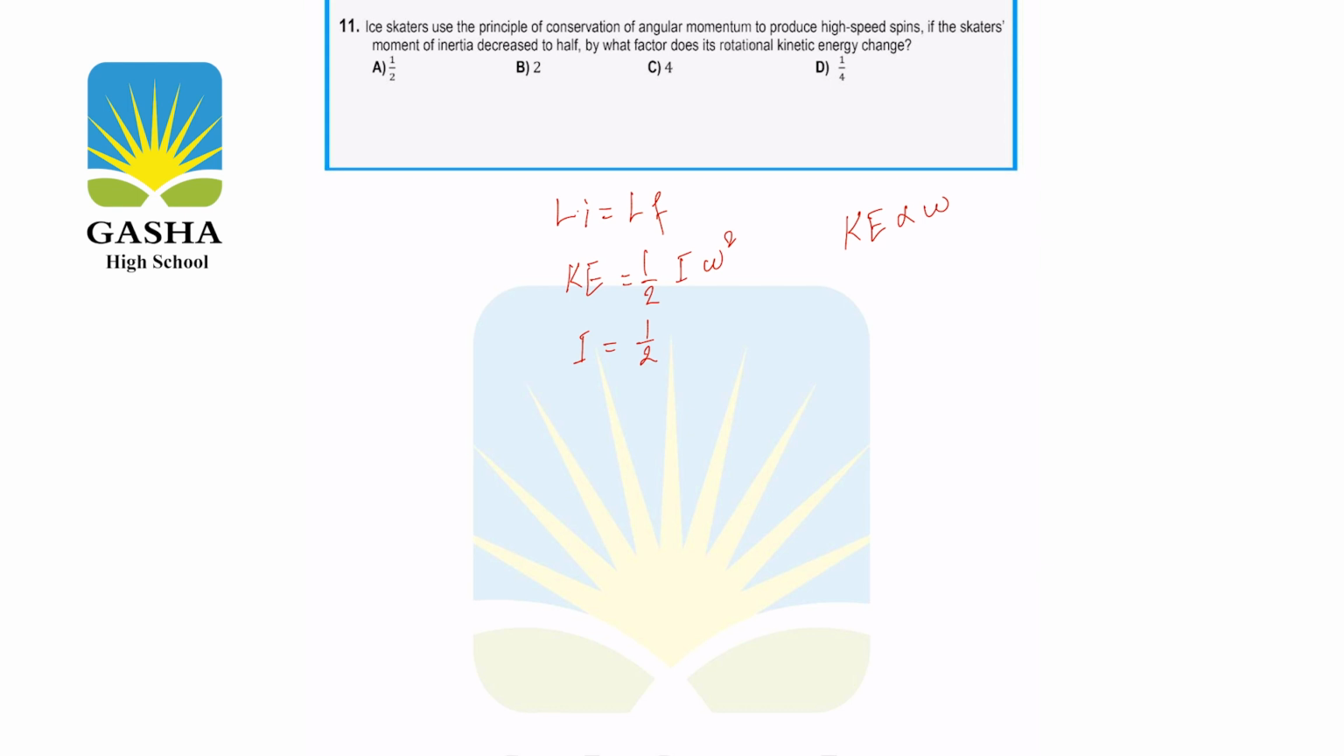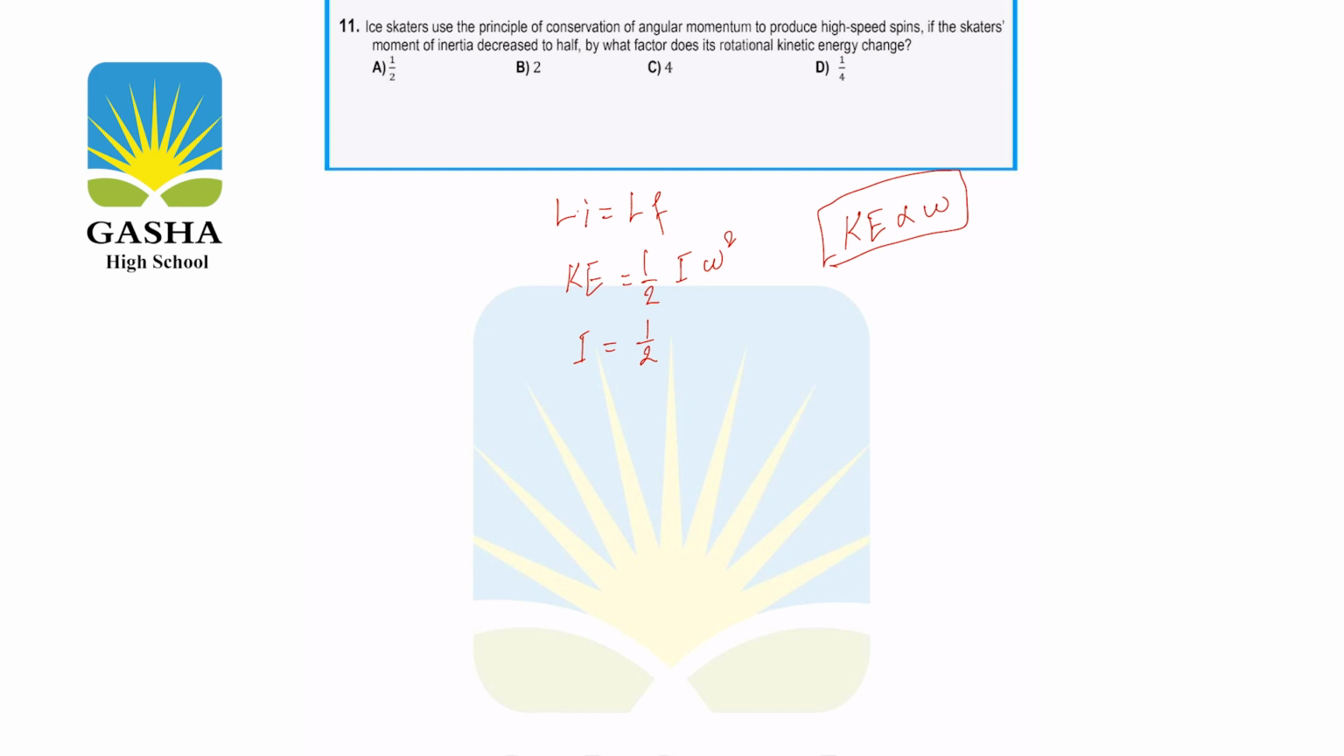But for the ice skater, the case is changed, because the distribution of mass changes during the rotation. You can extend your arm, redistribute the mass, and change the moment of inertia. So you have to know that the kinetic energy is directly proportional to angular speed, not to the square of angular speed. So let's move on to the question.